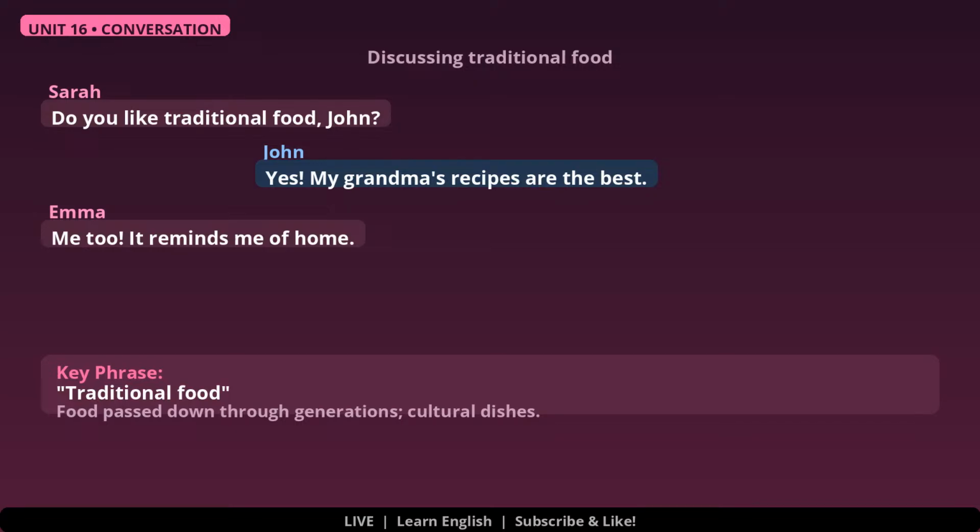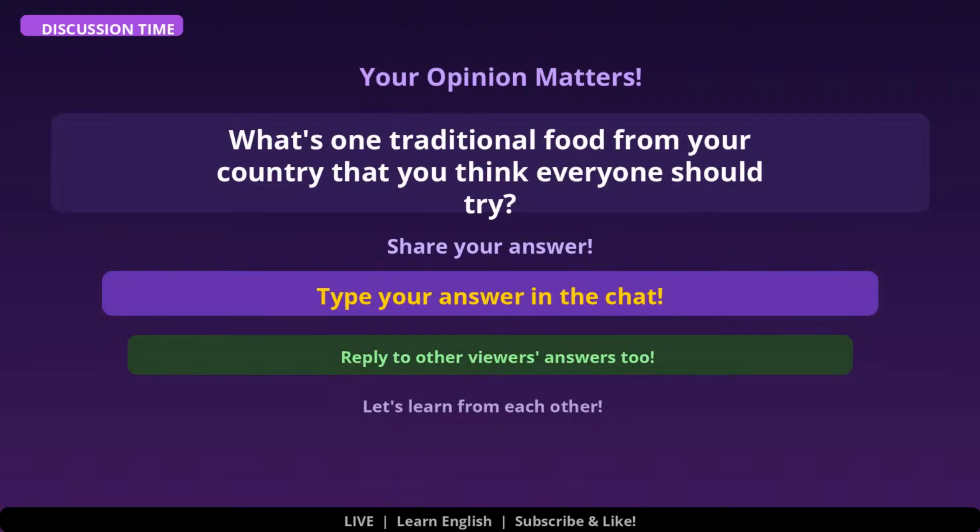The key phrase is traditional food. It means food passed down through generations, cultural dishes. Discussion time. Here's a question for everyone. What's one traditional food from your country that you think everyone should try? Share your answer. Chat with each other about it.